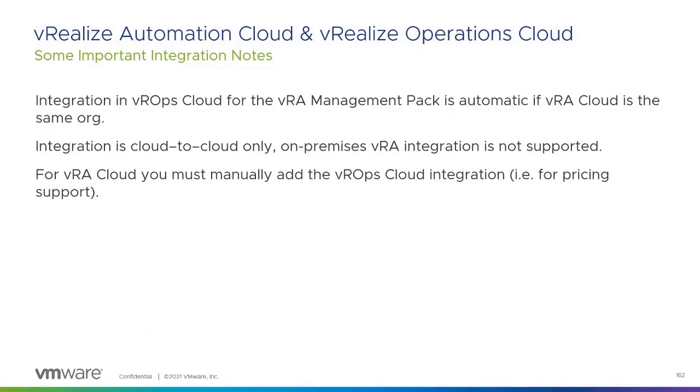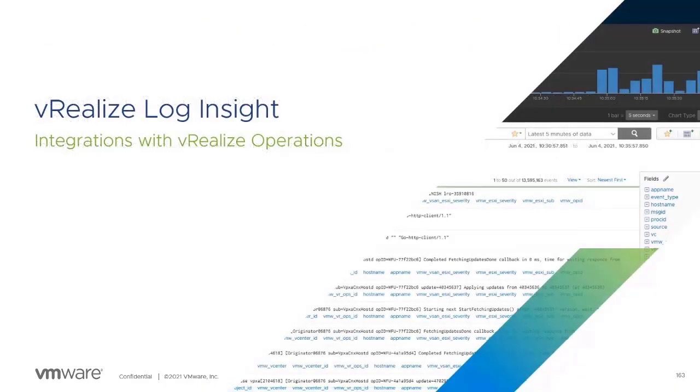A few things to remember about the cloud platform versions of VRA and vROps. First, the VRA management pack in vROps is configured automatically when both products are onboarded in the same CSP org. You will still need to set up the integration on the VRA cloud side to get pricing. As with the on-premises VRA, cloud vROps will not support cross-platform integration with the exception of some federated features of VRCU.